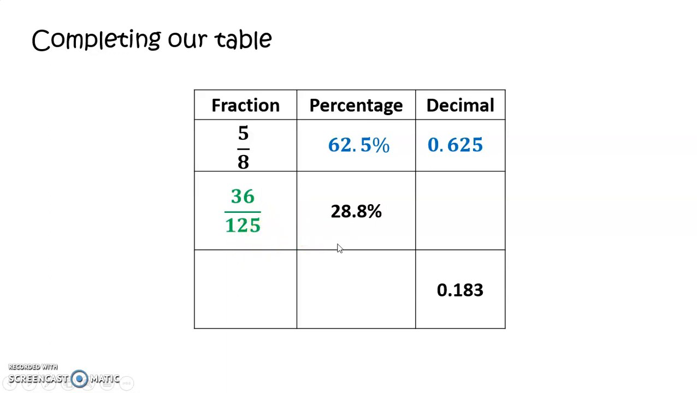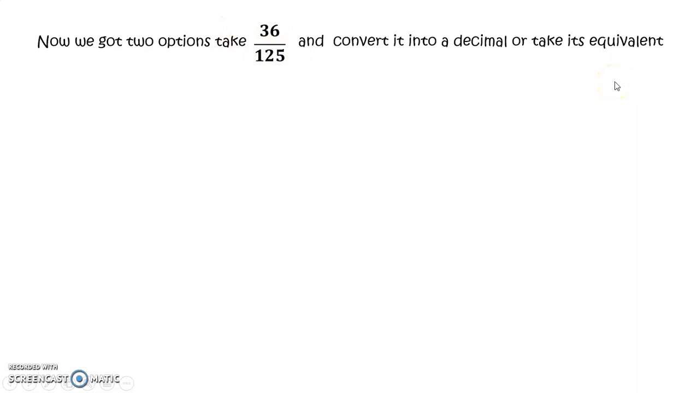Remember that I underlined two answers? I'm going to show you why I did it. Because now we have to take two options. The first one is to take this fraction and convert it into a decimal, or to take its equivalent that I underlined at the beginning, that is 288 over 1000, and turn this into a decimal number. The easy way to do it is to use this one, because this number is divided by a power of 10. But this one would be really hard. So we would have to work really hard with this one. So we're going to take the easy way to do it.